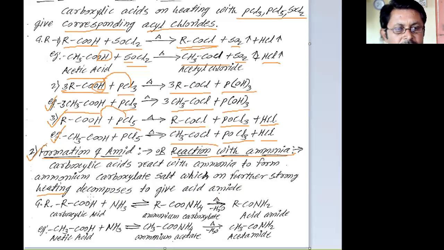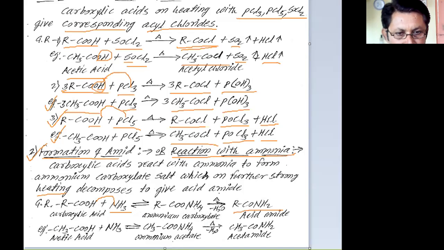See here, there is a general reaction. RCOOH, that is carboxylic acid, when treated with NH3, ammonium salt is formed. What happens? That NH3 directly adds to that carboxylic acid. We get RCOONH4, which is known as ammonium carboxylate. On heating, there is a removal of one water molecule. We get acid amide.